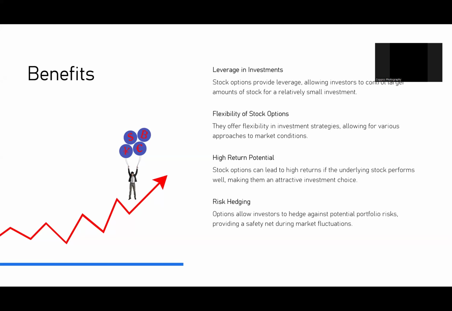So those are the different flexibilities. We talked about the high return potential, and that comes from the ability to leverage that investment because you're representing 100 shares instead of one. And then the risk hedging. This is what I do with options. When I have long-term portfolios like my Microsofts, my Amazons, my Googles, my Nvidias, when I start seeing those things go down, I don't worry because these are long-term plays that I'm holding, right?